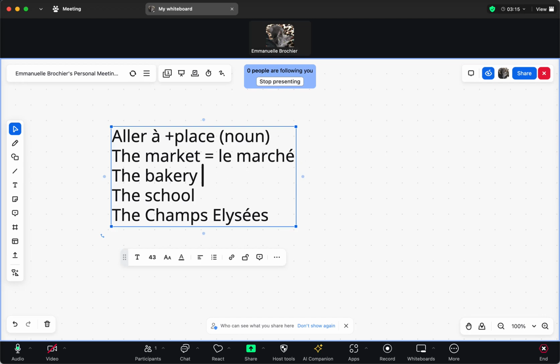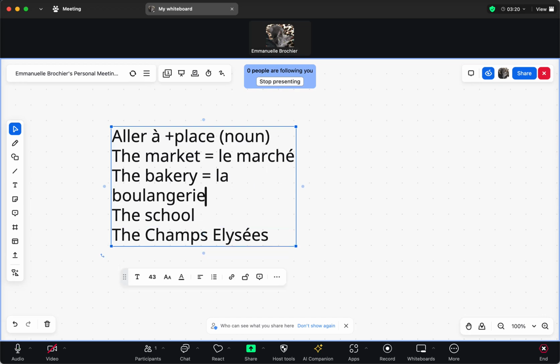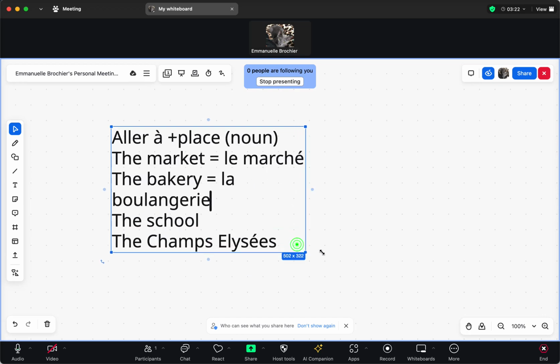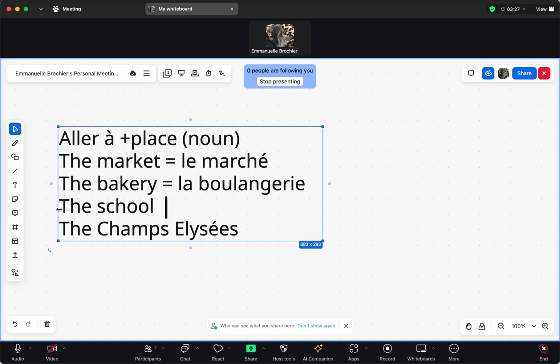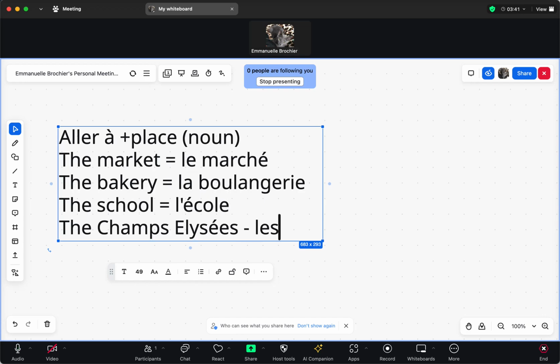So let's just translate everything. The bakery, la boulangerie. Voilà. And here we have l'école. As you can see, there is a vowel, so that means I have an apostrophe. And les Champs-Élysées. Let's write it like this, okay? Now, how does it work?